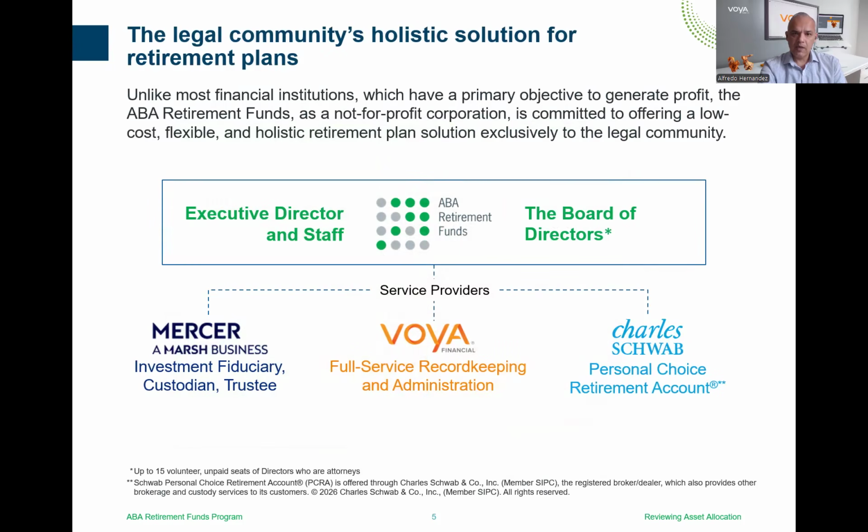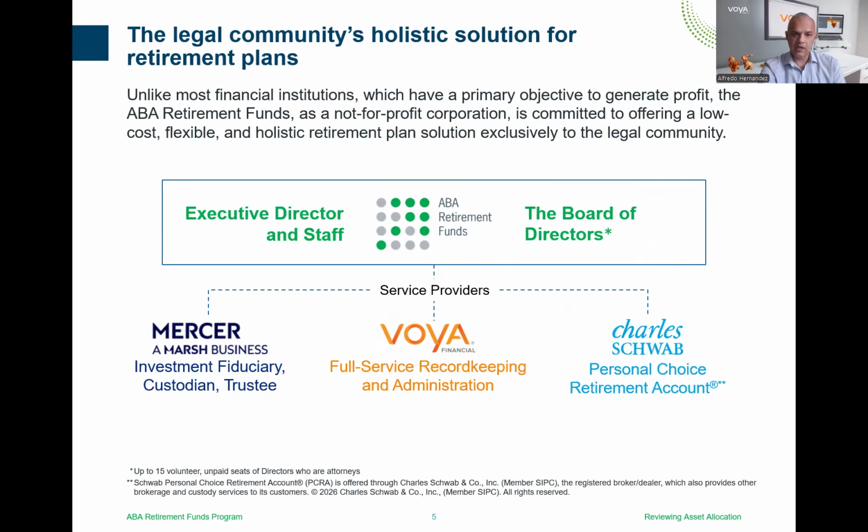Now, before we begin our presentation, let's go over the retirement funds program. Here is an overview of the structure. We feel it is important for you, the participant, to understand how the program works. Over the last 60 or so years, the program has grown to over 3,800 law firm retirement plans as of December 31st, 2025. Due to the size of the program, the board of directors of the ABA Retirement Funds program can hire some of the best financial professionals.